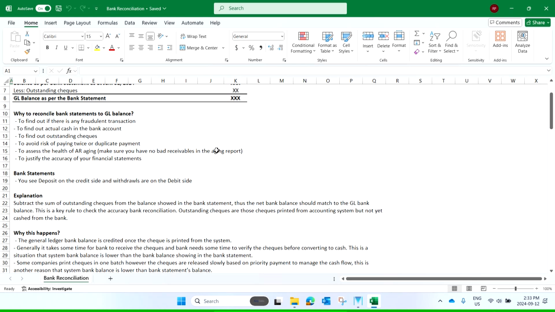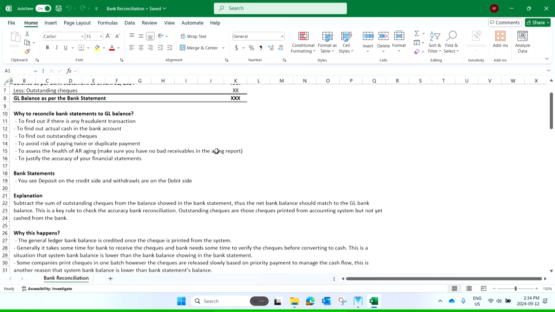Of course, to find out the total outstanding checks, how much total dollar outstanding checks we have issued that suppliers did not present to the bank, or they have not received the checks. So the next thing is AR aging also. You need to always apply the cash you have received in the bank statement properly, and see that there are no bad receivables sitting in the aging report.